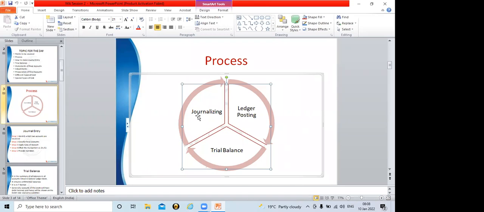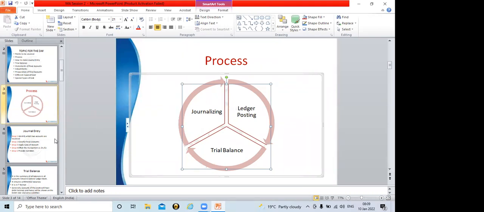But it is also necessary for you to know how a journal entry is made. So that exercise we will also have today. The ledger we will discuss later. First, we will understand phase number 1, that is journalizing.